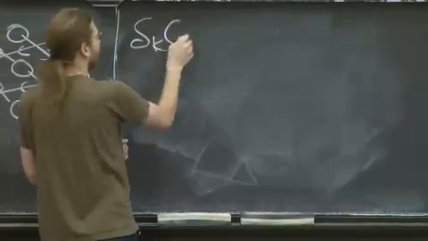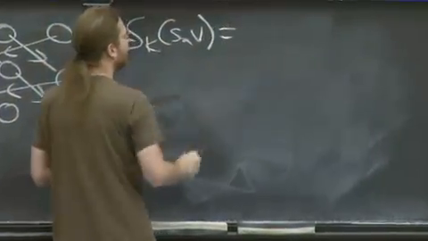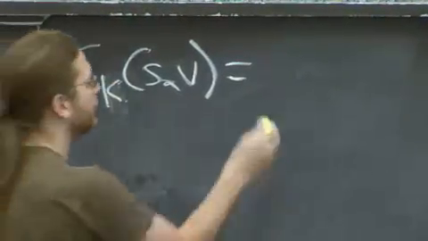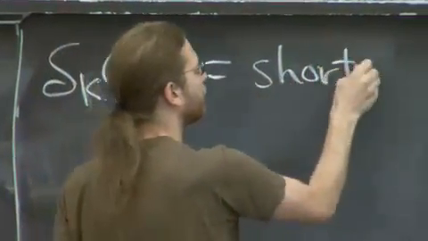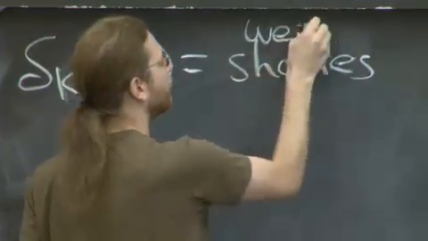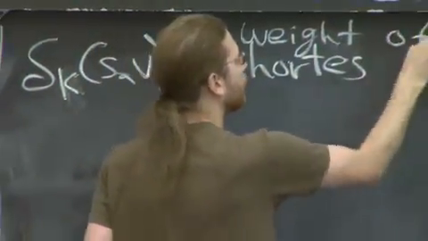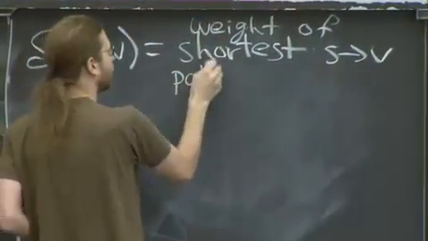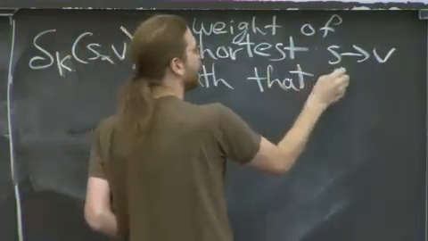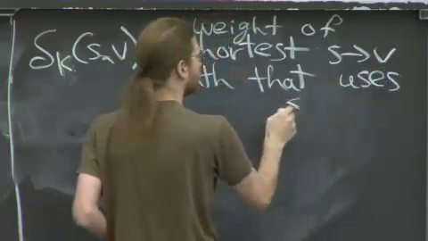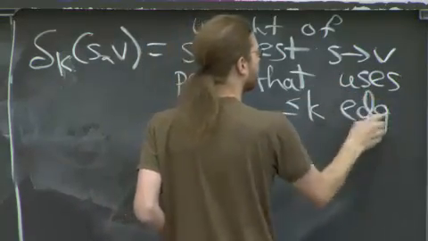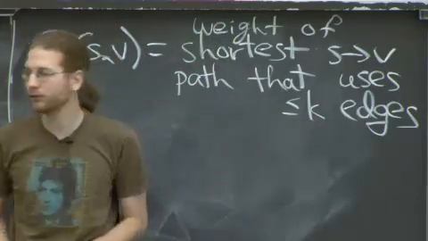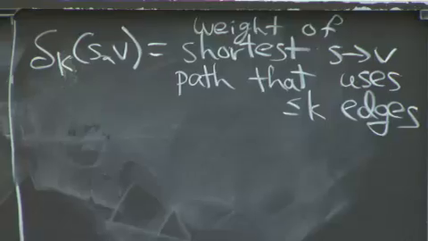All right, so here's what it means. Delta sub k of SV. I'm going to define this first. This is a new kind of subproblem, which is what's the weight of the shortest S to V path that uses at most k edges. So I want it to be shortest in terms of total weight, but I also want it to use few edges total.